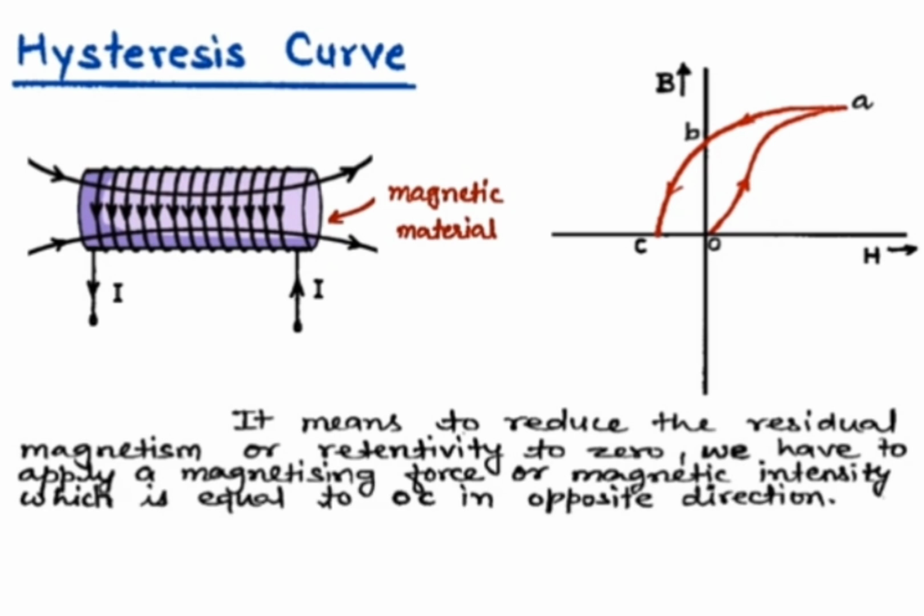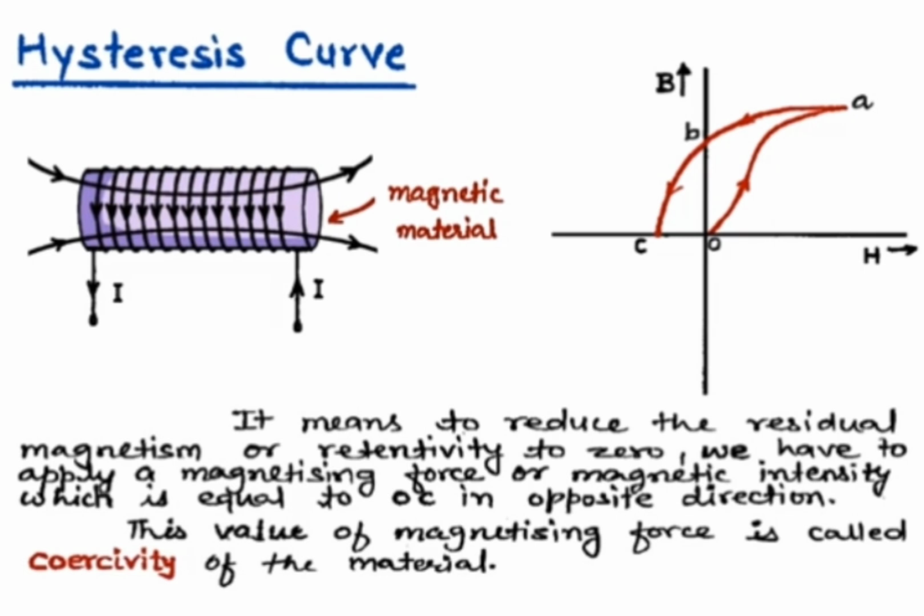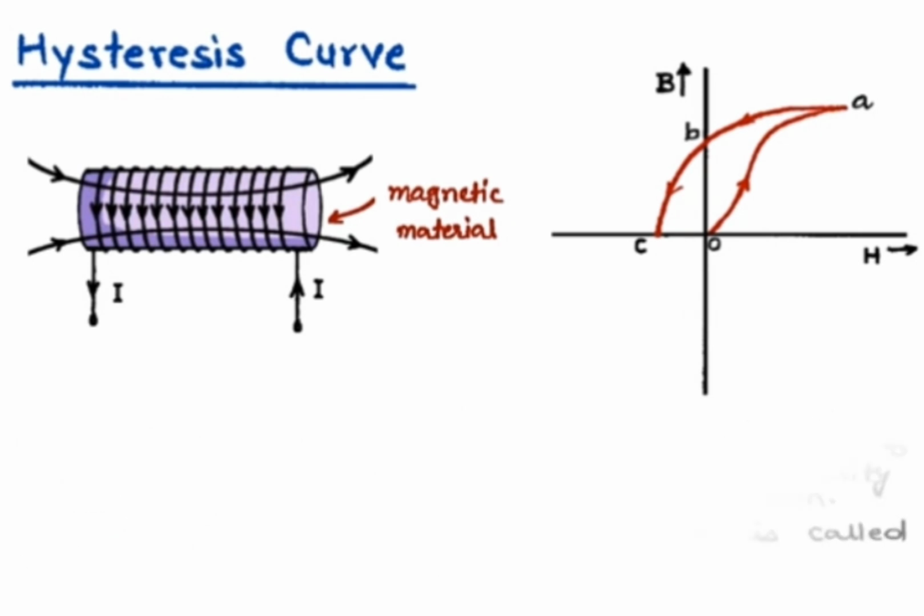It means that to reduce the residual magnetism or retentivity to 0, we have to apply a magnetizing force or intensity equal to OC in the opposite direction. This value of magnetizing force is known as the coercivity of the material. So we studied two concepts: one is retentivity, another one is coercivity.